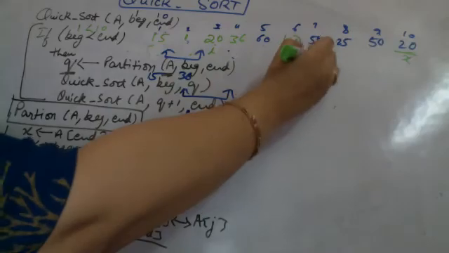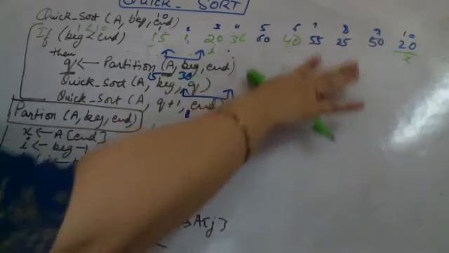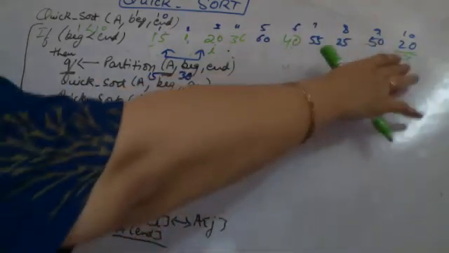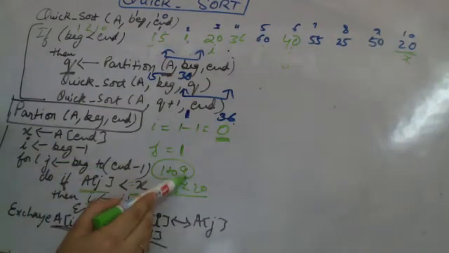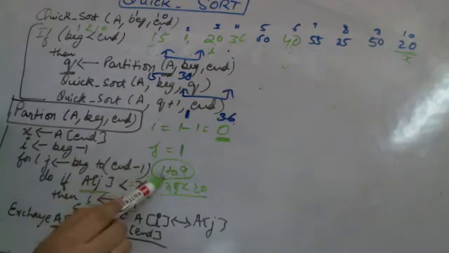Again increment J. 55 less than 20. No. 25 less than 20. No. 50 less than 20. No. Loop over. 1 से 9 तक ही जाना था ना. 50 less than 20 तक चेक होगा. फिर you will come out.